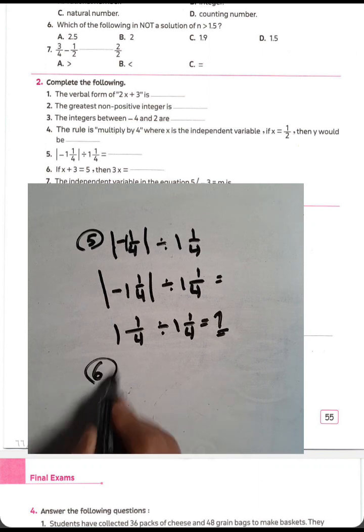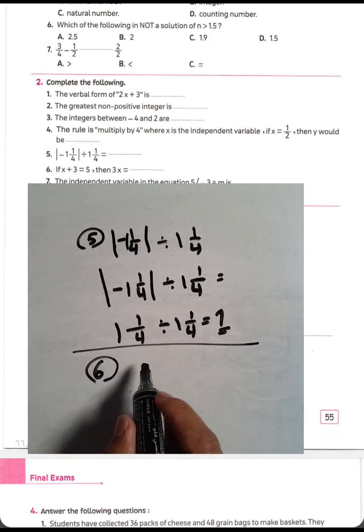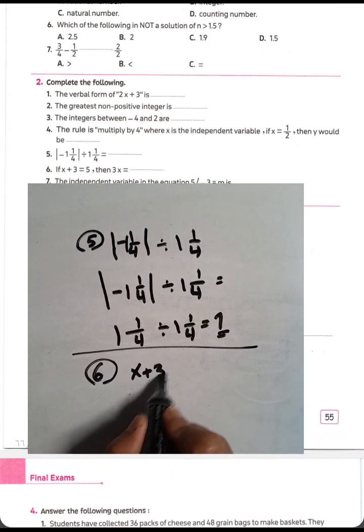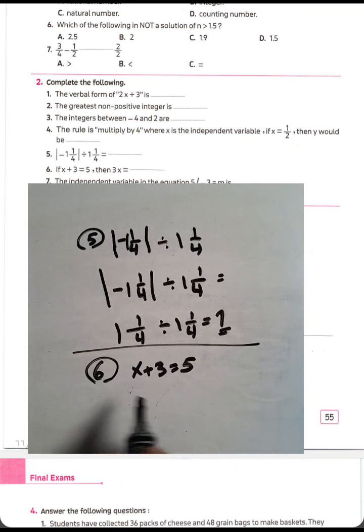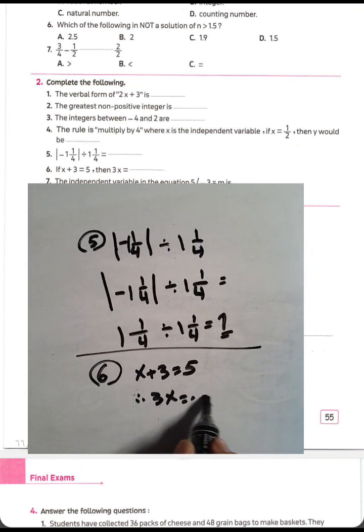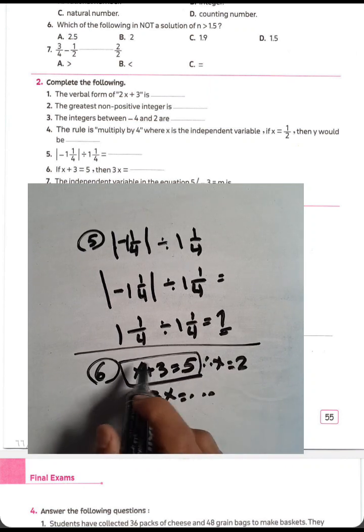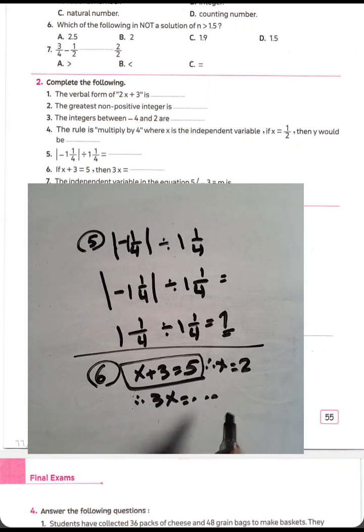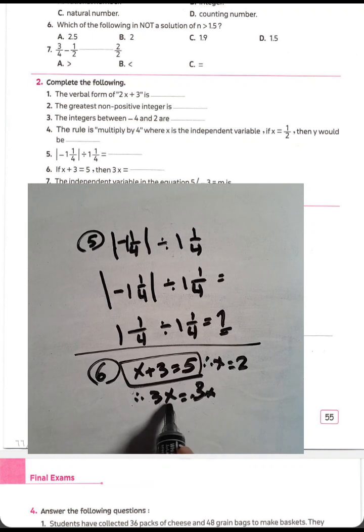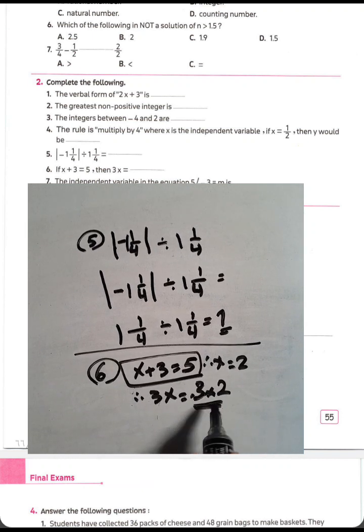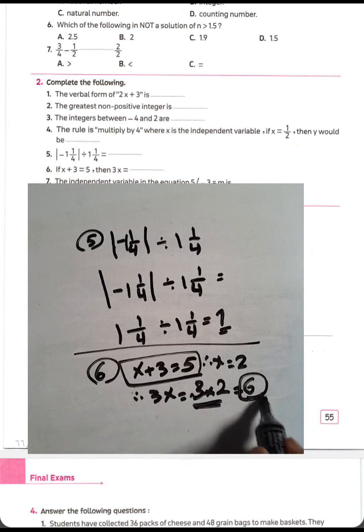Question number 6 here. If x plus 3 equals 5, then 3x equals what? We know x plus 3 equals 5, meaning x equals 2, because 2 plus 3 equals 5. Then 3x means 3 multiplied by the value of x, which is 2. Then 3 times 2 equals 6. Then the result here will be 6.